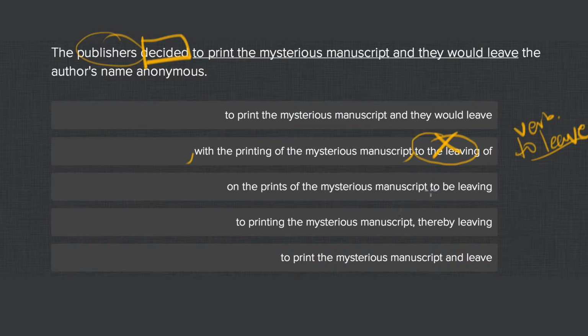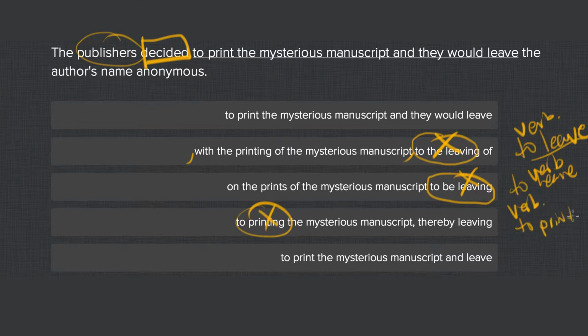On the third one, we have a similar issue. They decided to be leaving. Again, you want to have to leave, so that's also a verb issue. Here we have a different structure, so you'd use a different verb, but you'd still want the infinitive. We have to printing. That's also wrong. For verb reasons, it should be to print. And again, this is all because we already have the verb decided.